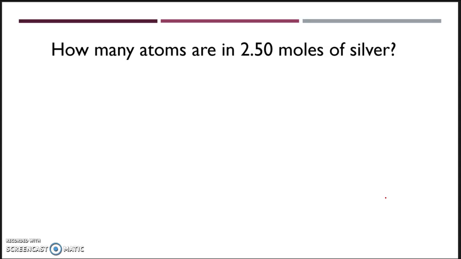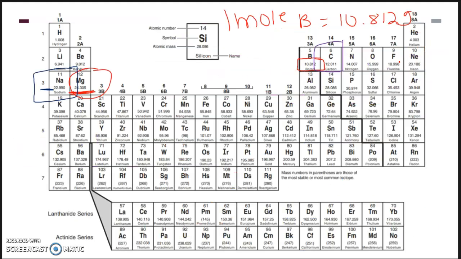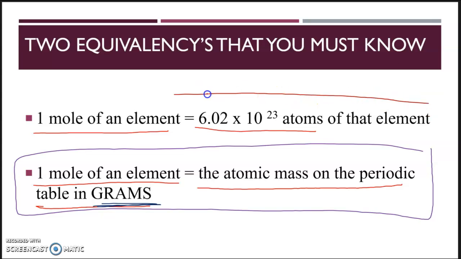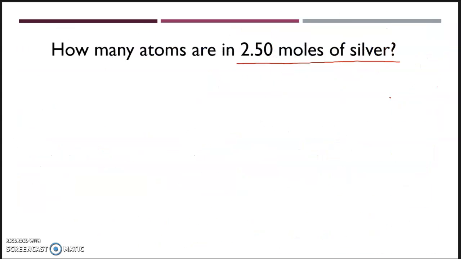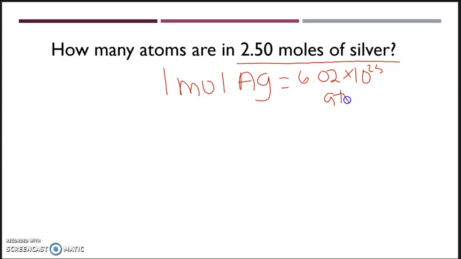Okay, next one. How many atoms are in 2.5 moles of silver? So this time I want to solve for atoms. If I go back, the conversion for atoms is 1 mole of an element equals 6.02 times 10 to the 23 atoms of that element. So this is the conversion we'll use on this problem. So 1 mole of silver, silver, just by the way, is Ag, equals that number, 6.02 times 10 to the 23 atoms of silver.